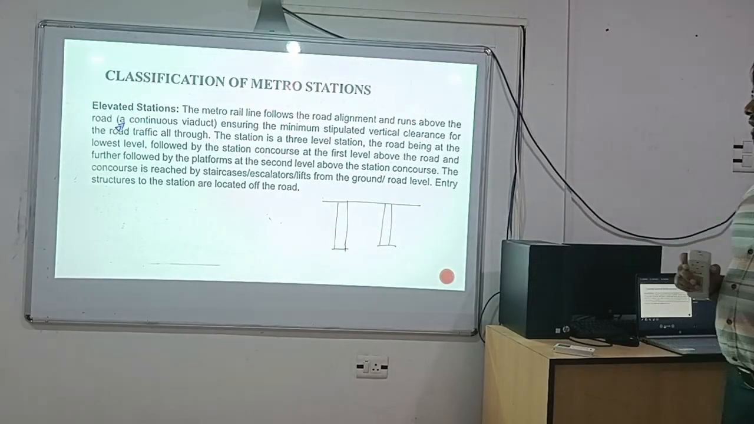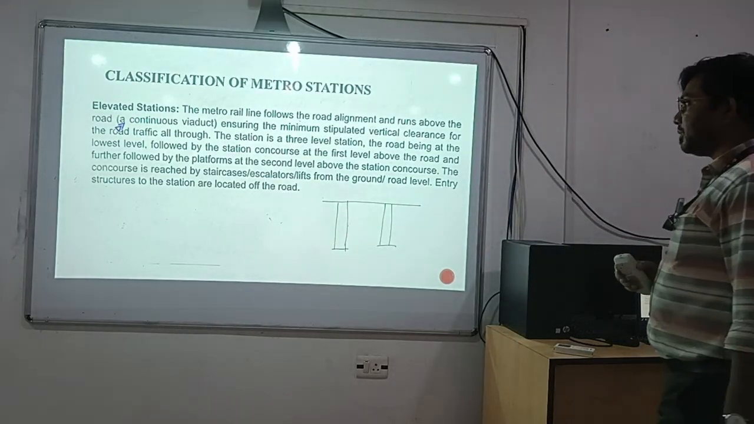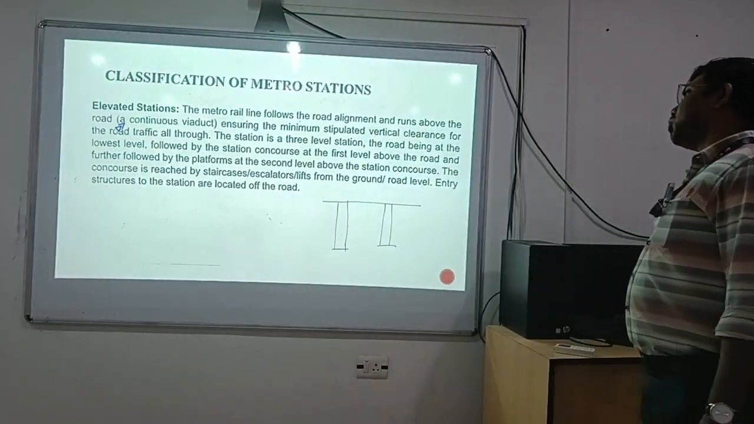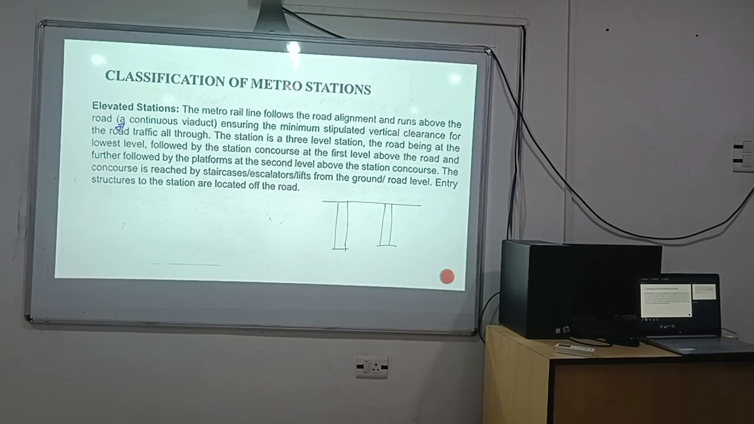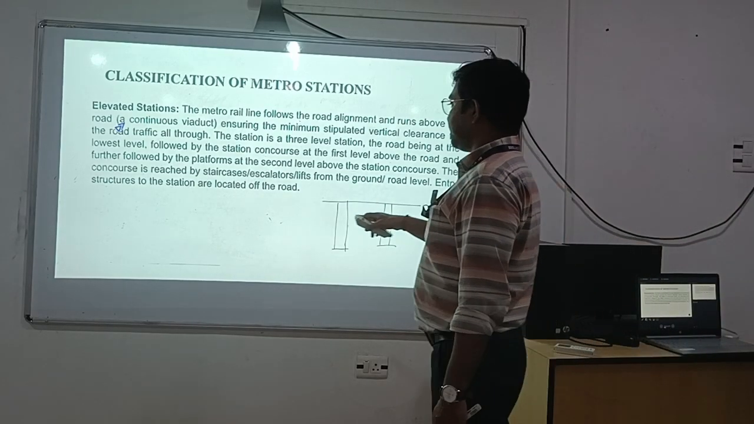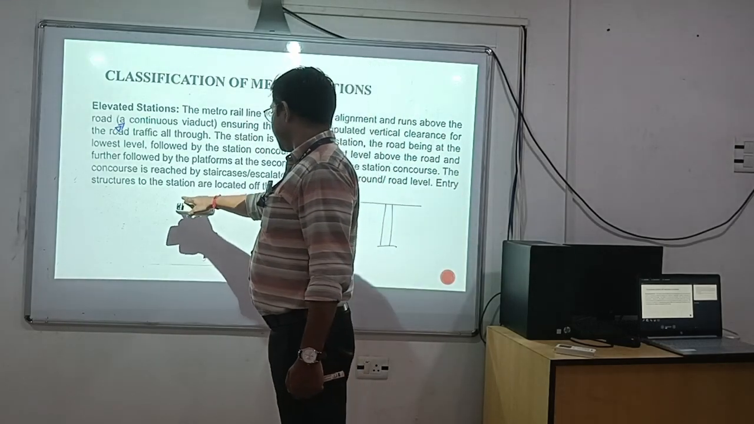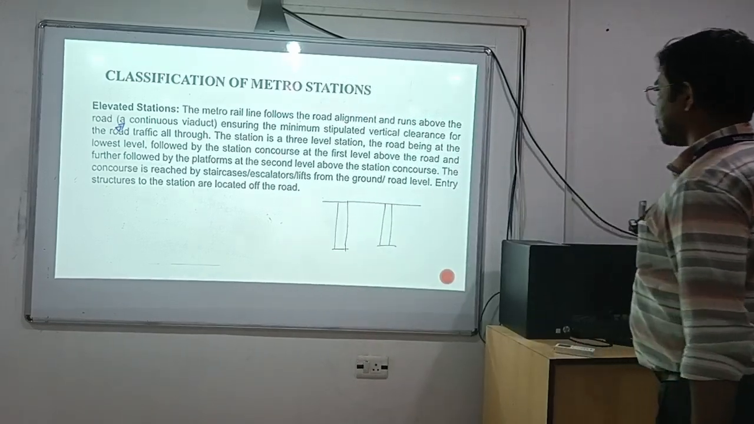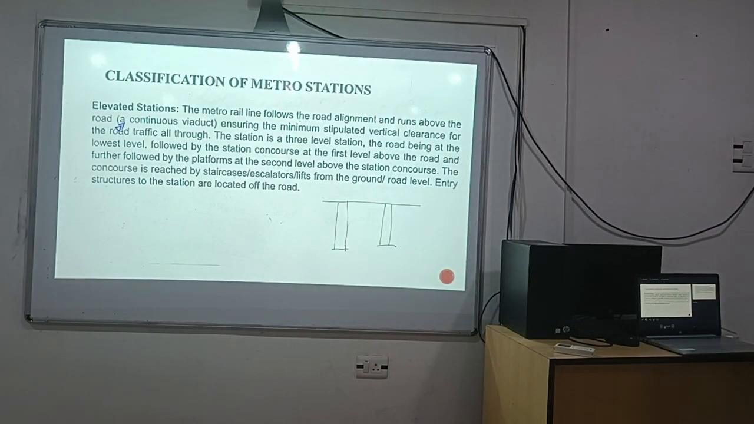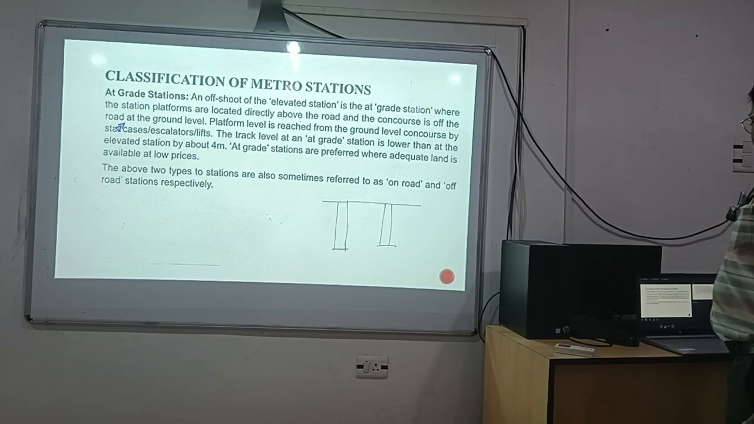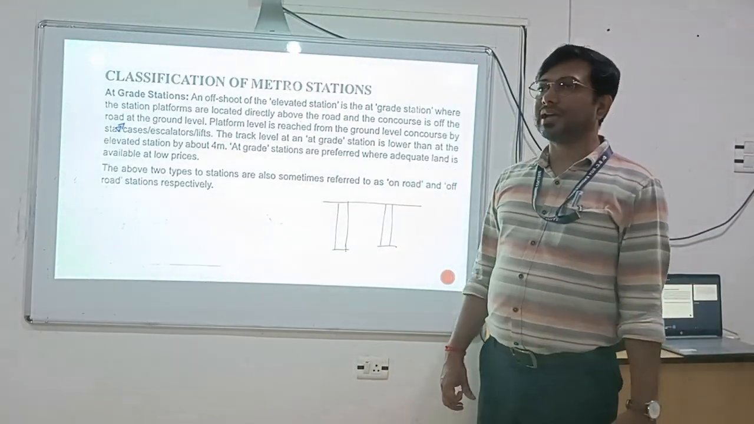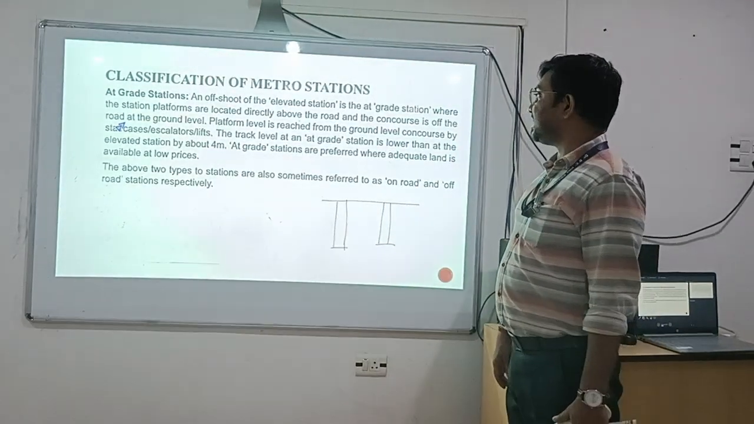From the entry level to the concourse and the platform level, passengers can use the staircase, escalators or lifts to go to the other levels. And the ground or road level is located beside the road. So this is the elevated kind of station. Next one is the at-grade station. This kind of at-grade station is slightly different from the elevated station. In this case, there are 2 levels.